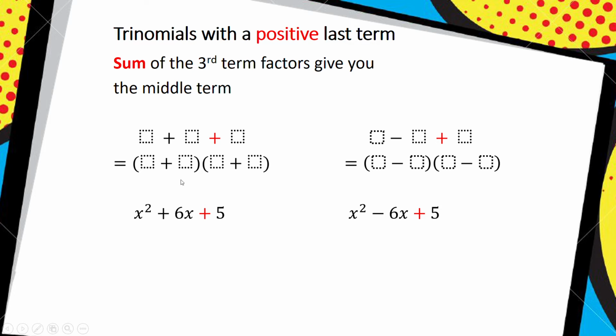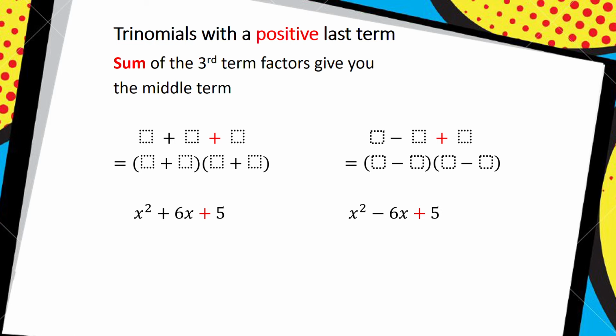In the end, it's going to have two brackets in it. So here's an example. Listen to the way that I read it. I'm going to read it from the back. So I'm going to say, what are the factors of 5 that when I add the two factors, I get positive 6? So I'm going to say it again. What are the factors of 5? So 5 and 1, right? 5 times 1 is 5. So what are the factors of 5 that when I add them, I get positive 6? Well, that will be 5 and 1 because 5 plus 1 gives me 6.